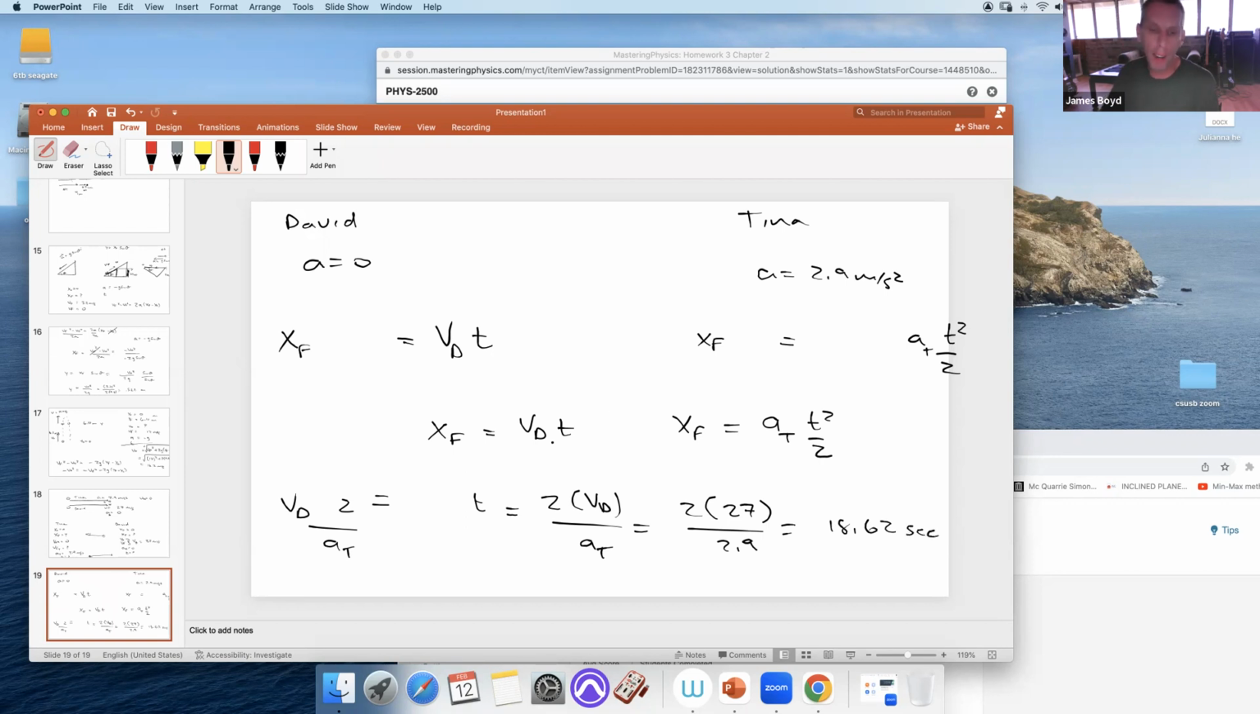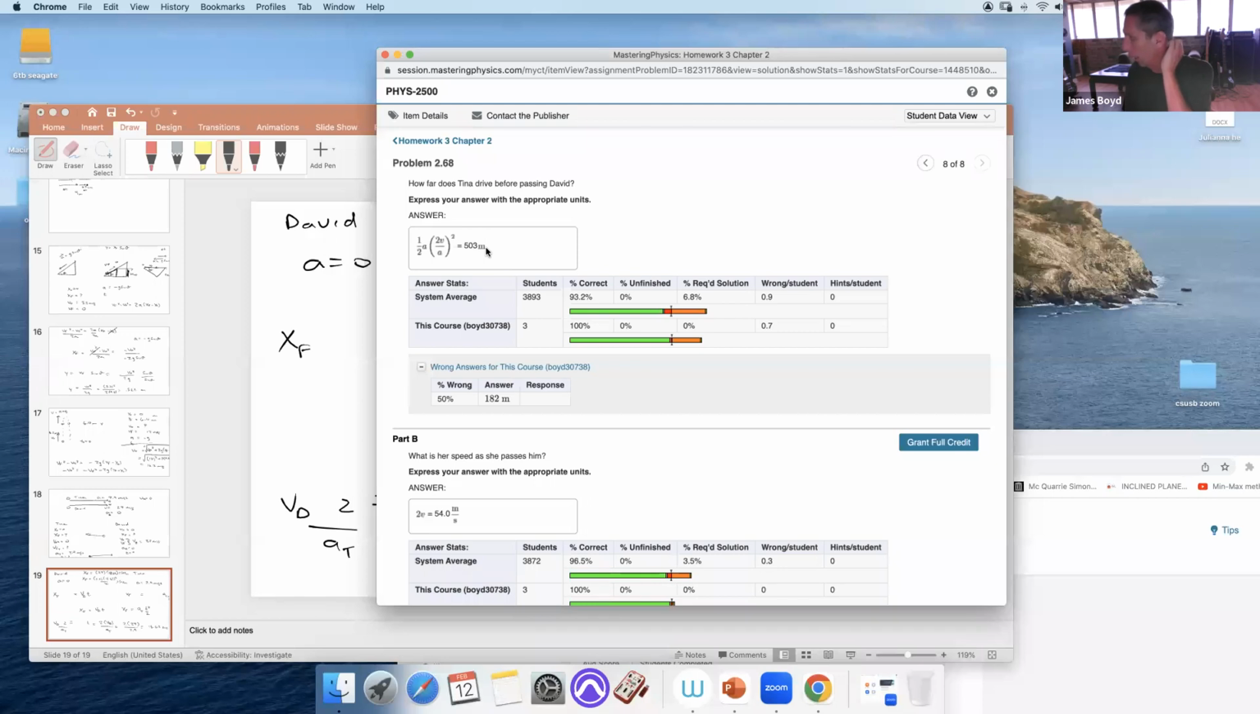18.62 seconds. Now that we have that, since it's the same, x final is V of David times the time, or x final is the acceleration of Tina times the time squared over 2. And if you do that, you'll get the same answer. 27 times 18.62 is 502, 503 actually. And 2.9 times 0.5 times 18.62 times 18.62 is 503, just like we thought. So they end up 503 meters away when Tina specifically passes David.